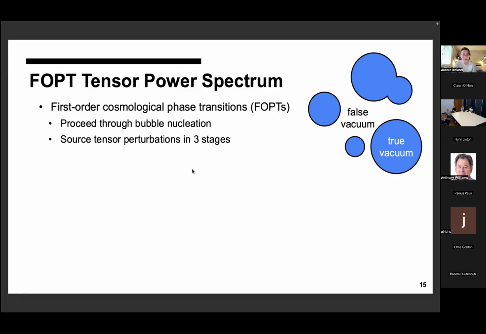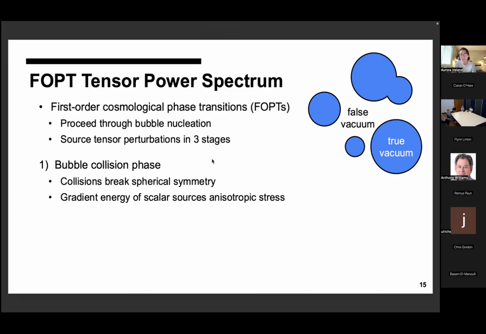So these source tensor perturbations in 3 stages. The stage I just talked about was the bubble collision phase. Actually, the source of the tensor perturbations here isn't the collisions themselves. The role of the collisions is just to break spherical symmetry, because you can't have gravitational waves if you have spherical symmetry. It's actually the gradient energy of the scalar field which is going to source anisotropic stress, and the scalar field is the thing whose interpolating profile is defining the bubble wall. So that's the first stage.